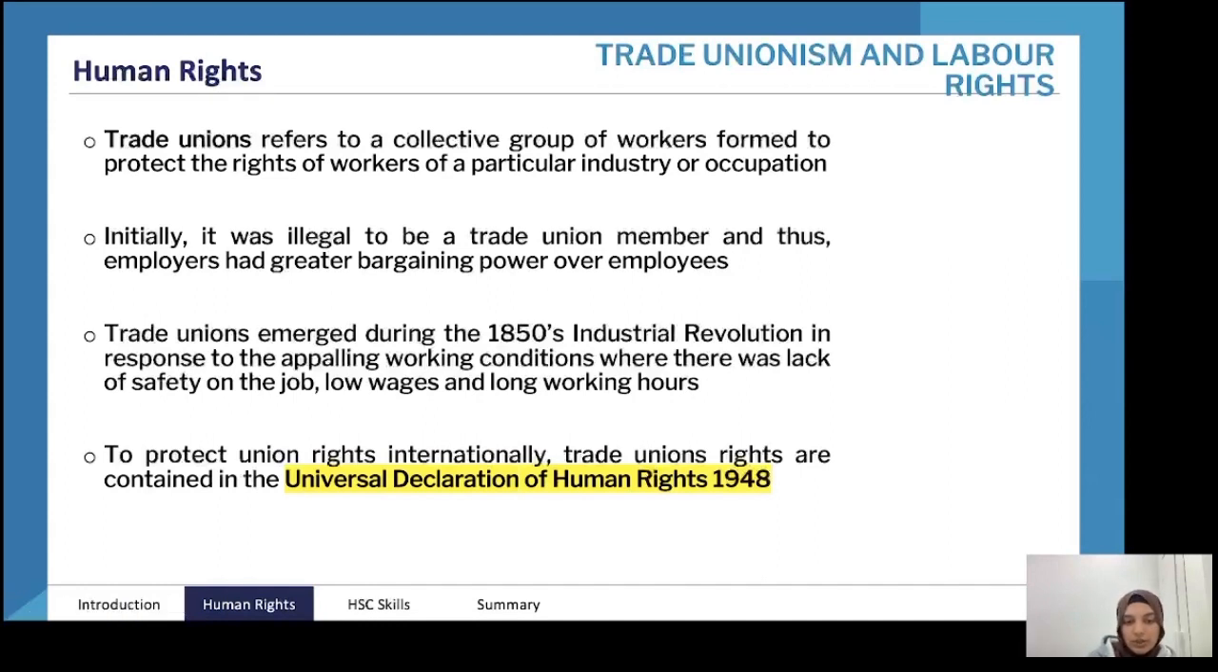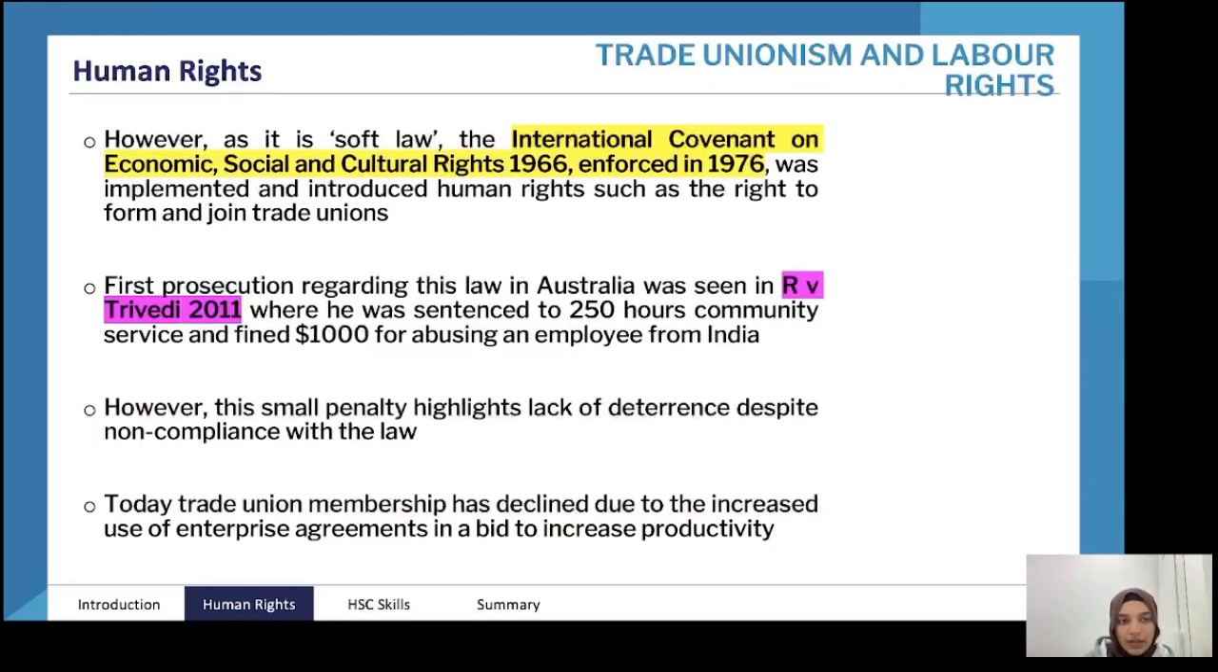Trade unions then sort of emerged from the 1850s Industrial Revolution in response to appalling conditions and lack of safety, low wages, long hours, things like that. So essentially it was not great for those who were working during that time. So to protect union rights internationally, trade union rights are contained also in the UDHR. And I'm sure many of you may have known that the Australian Labor Party has a lot of roots coming from trade unions and fighting for labour rights. And it's the current party in power, so there you go. There's a little bit of a history lesson, I guess.